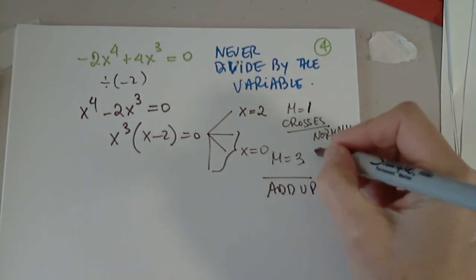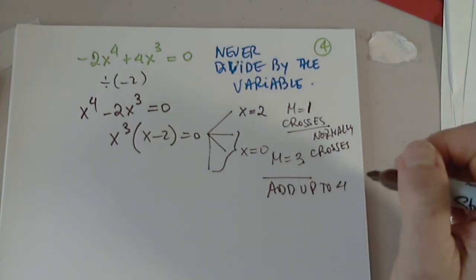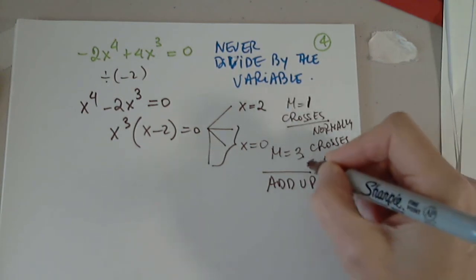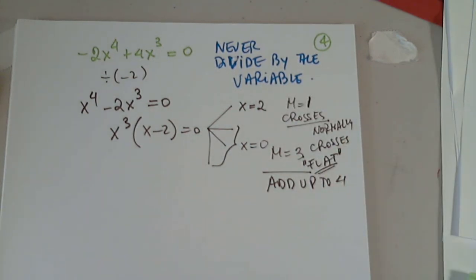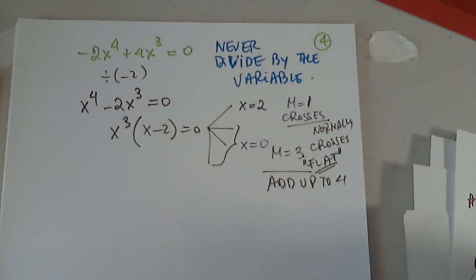Good. So this is a cross. So cross is here, but not normally. Flat. Slowly, if you want. I don't know how you want to put it in writing. It doesn't matter to me. But it is crossing slowly.